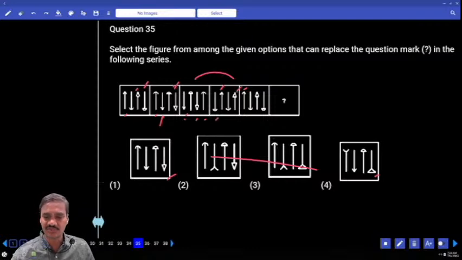And again here, first element is going to the fourth place. Again third element must go to the fourth place. And third element is going to the fourth place. Among these, choice one is the answer.